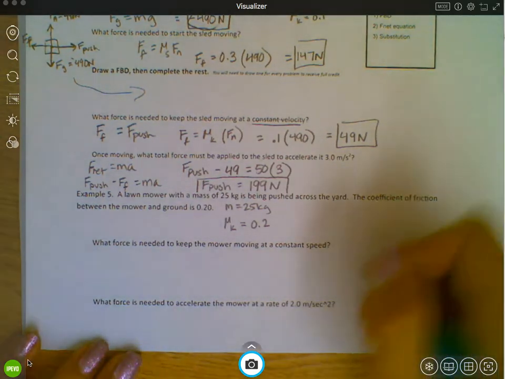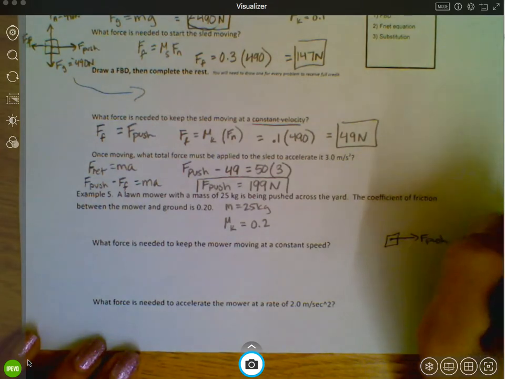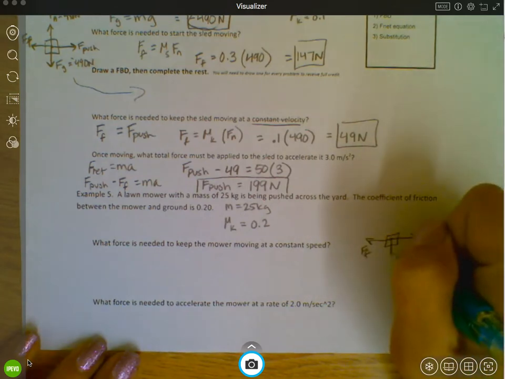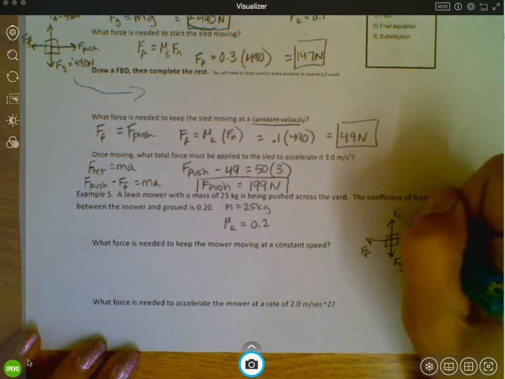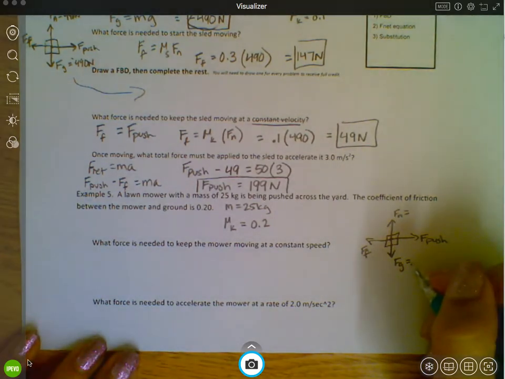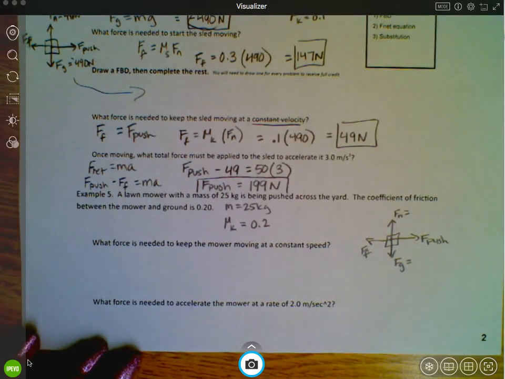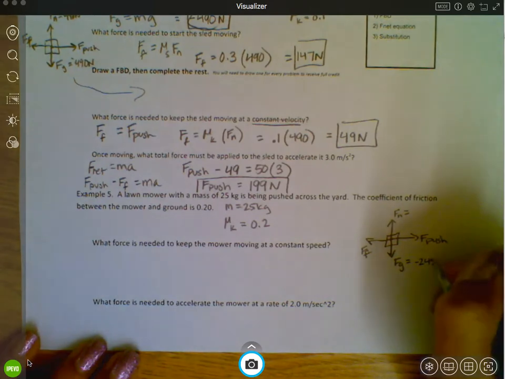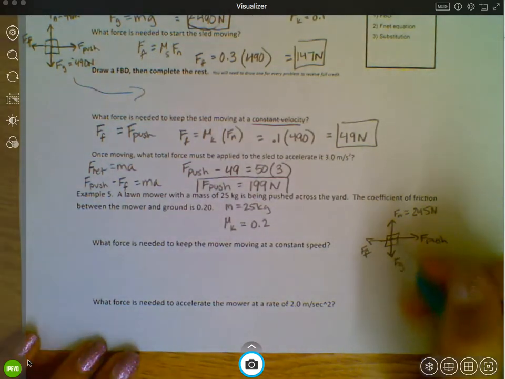So it's moving, so same idea, okay. We've got a push force, we've got a friction force, we've got gravity, we've got normal force. Gravity is equal to mass times acceleration of gravity, so 25 times negative 9.8. So I know that gravity force is negative 245 newtons, which means that normal force has to be 245 also, because it's not accelerating up or down.